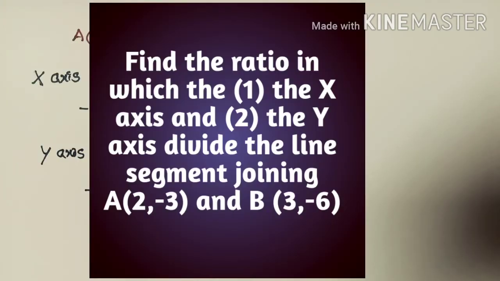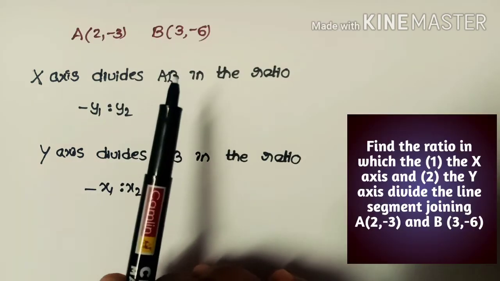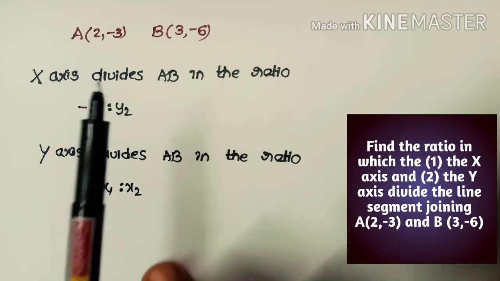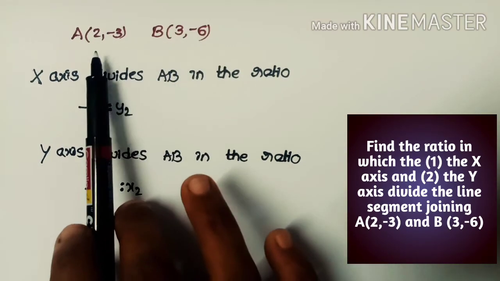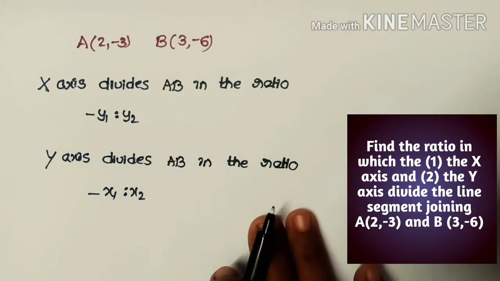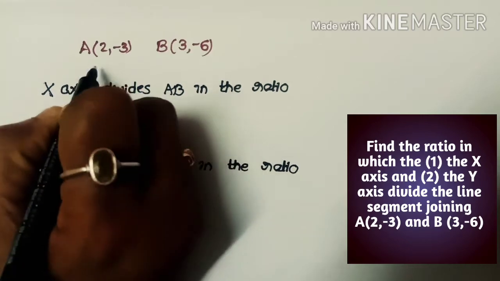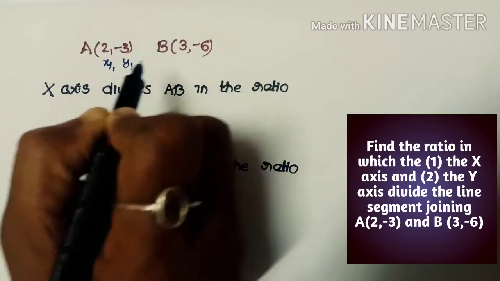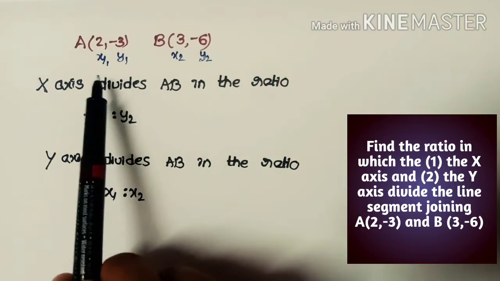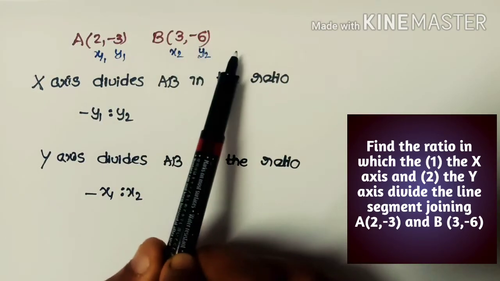Next problem. Find the ratio in which the x-axis and the y-axis divide the line segment joining the points A(2, -3) and B(3, -6). So first here we write the given points. A is equal to (2, -3) and B is equal to (3, -6). And we take these 2 points as the first point x1, y1 and the second point x2, y2.